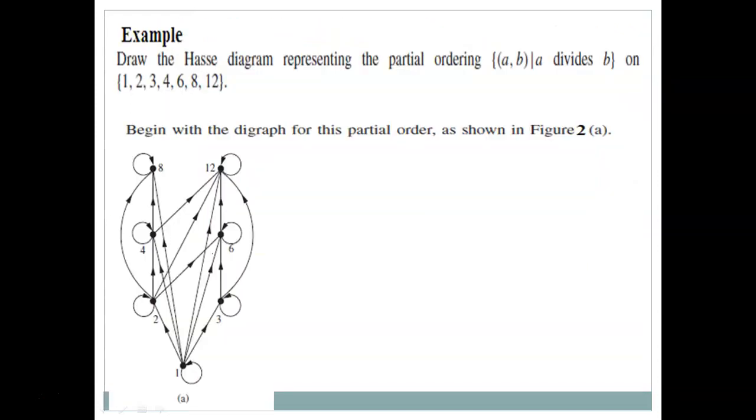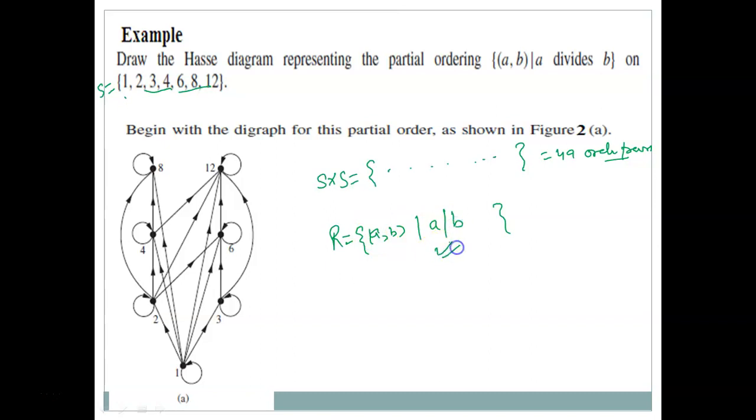So this is about the Hasse diagram. Similarly, if you look at this Hasse diagram representing the partial ordering (A, B) such that A divides B on this set, here you can see how many pairs there will be. Suppose you say that this set is S, then S cross S will consist of 7 times 7, means 49 elements. In the set there will be 49 ordered pairs. But out of those 49 ordered pairs, in the relation R, you have to consider only those pairs such that the first element divides the second element. Only those pairs will be considered.